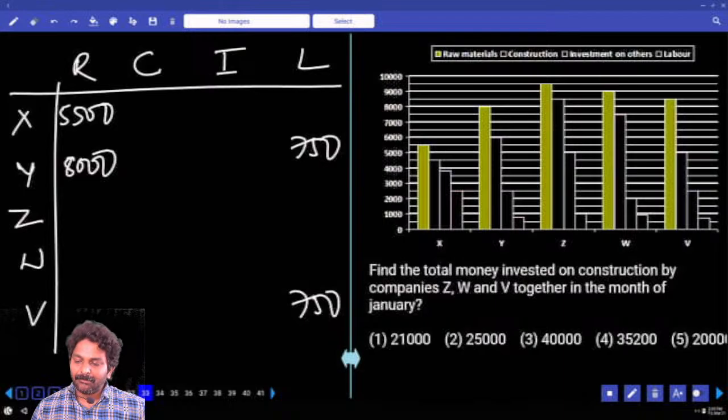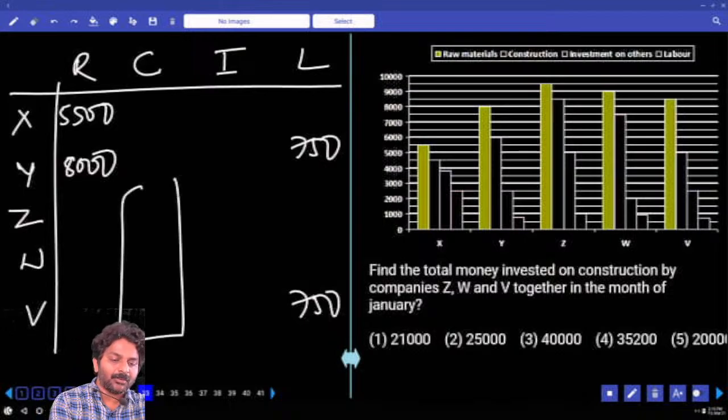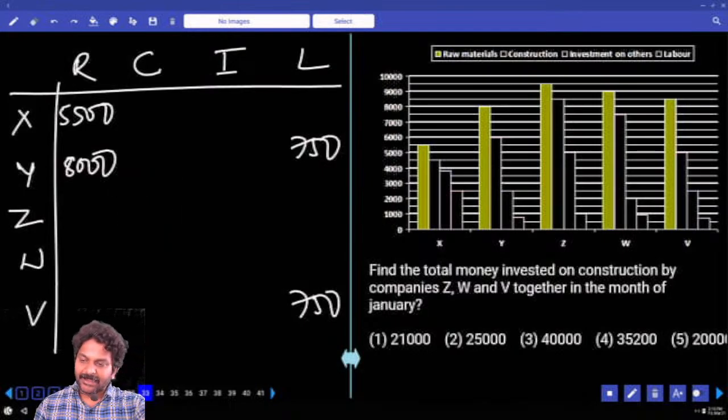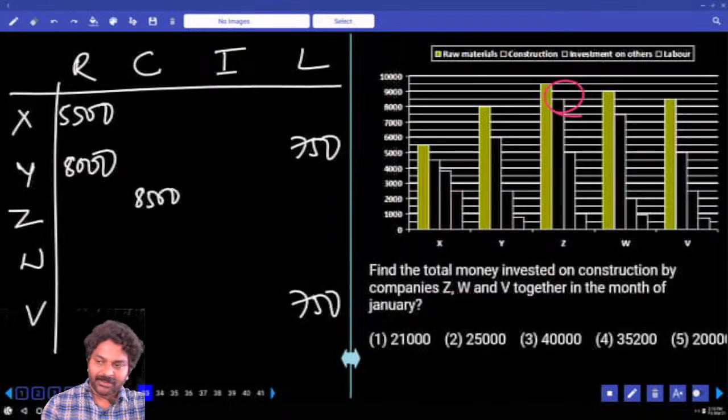Find the total money invested on construction by companies Z, W, V together in the month of January. Okay, so that is construction. Construction is the second one. Z, W, V. These three values we have to count. Agreed? Right. So Z, second one, 8500. Next one, 7500. What is the sum so far? 16,000. Next one, 5,000. Total 21,000.